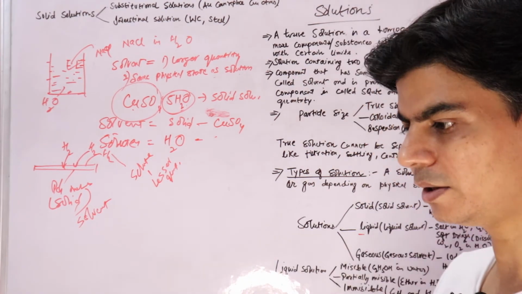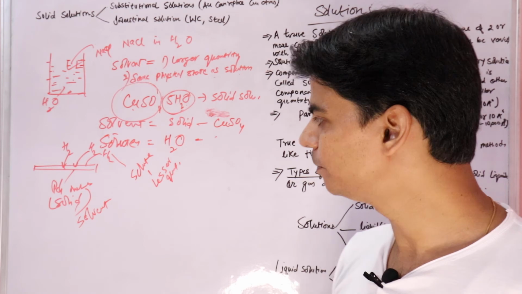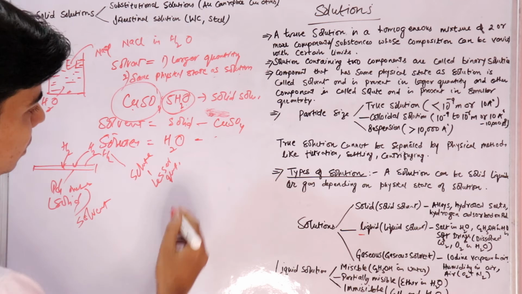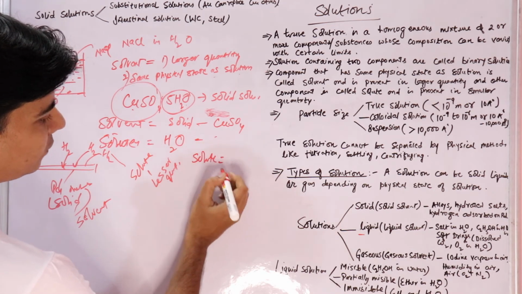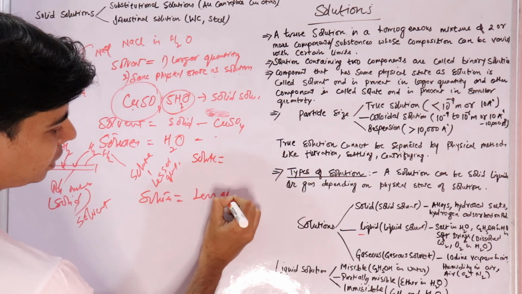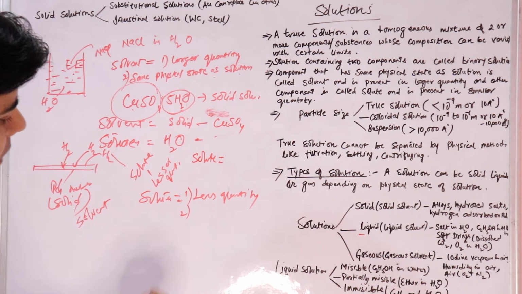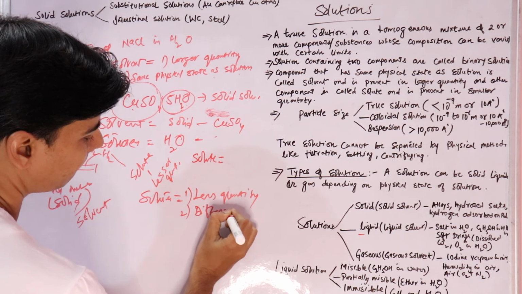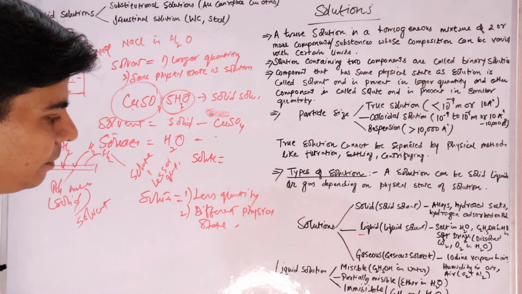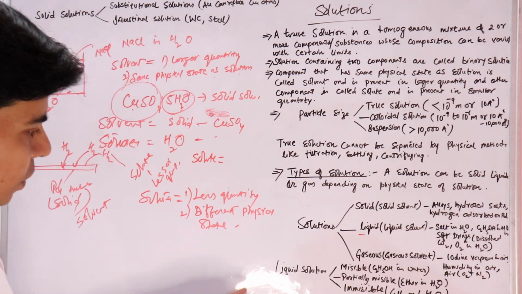So the solute would be in a different physical state compared to the physical state of the solution, and is in lesser quantity, right? Like we have two things for solvent, for solute also we have two things. First, it is present in lesser quantity in the solution. Second, it is in a different physical state compared to the solution, right?